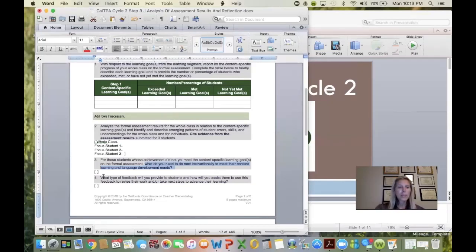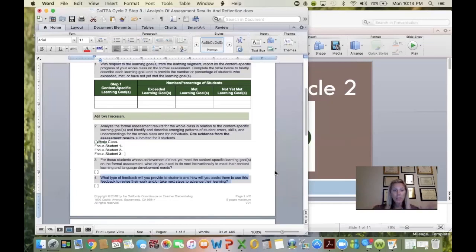And then number 4, it says, what type of feedback will you provide to students, and how will you assist them to use this feedback to revise their work and take next steps to advance their learning? So you want to be very strategic and specific about this and say that you're giving feedback in relation to that rubric or their check sheet, and you're using the different pieces on there to help explain to students what they did well and what they need to improve upon.